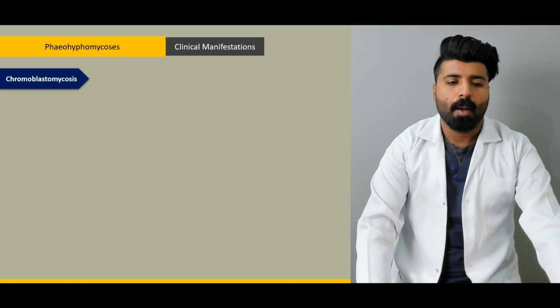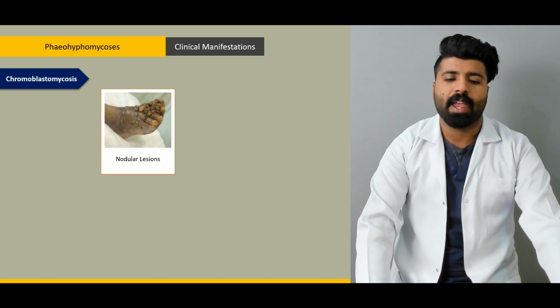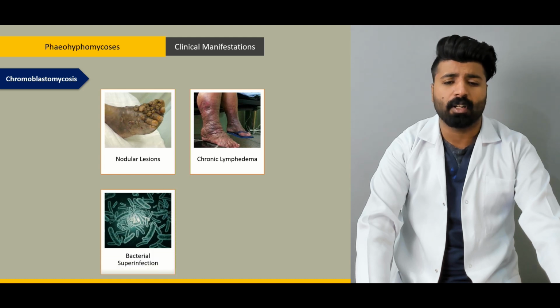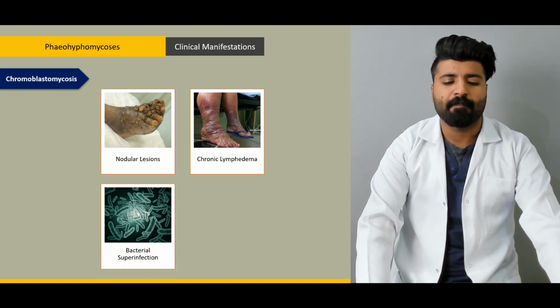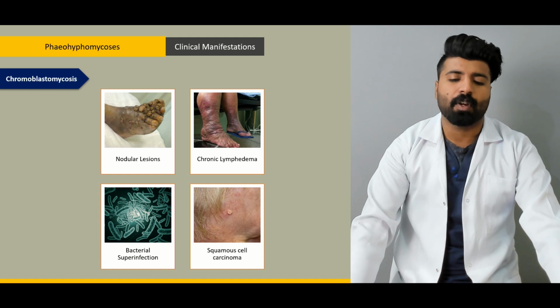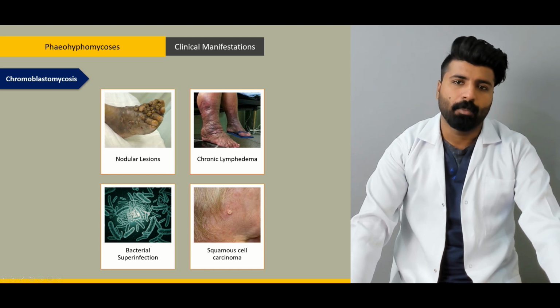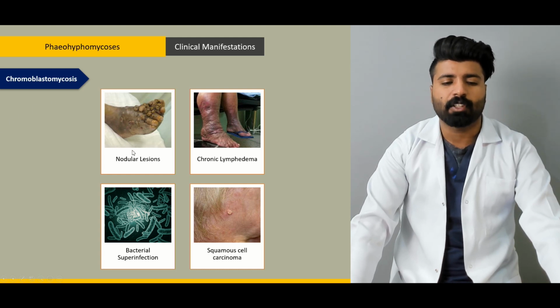In chromoblastomycosis, we have nodular lesions, chronic lymphedema, bacterial superinfection, and squamous cell carcinoma. Now, these are the clinical manifestations of chromoblastomycosis. They are fairly different from the last one, right? So we have these nodular lesions, we have chronic lymphedema, we have bacterial superinfection, and we have squamous cell carcinoma.